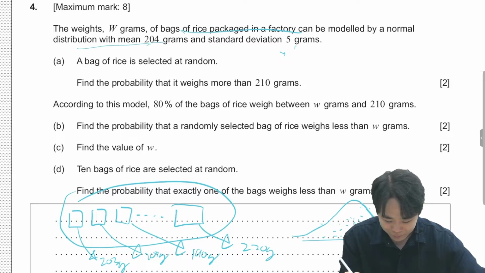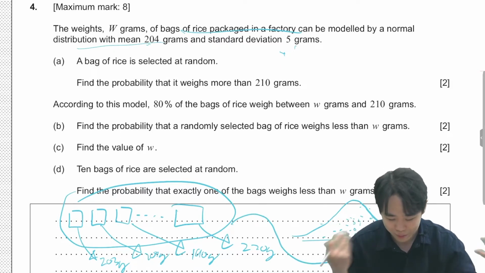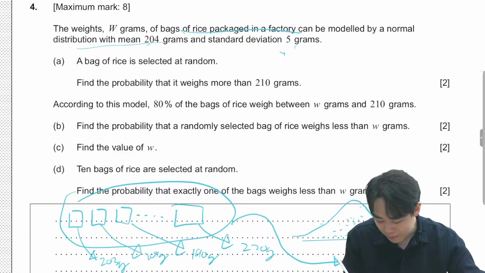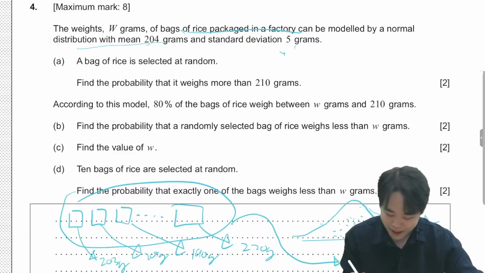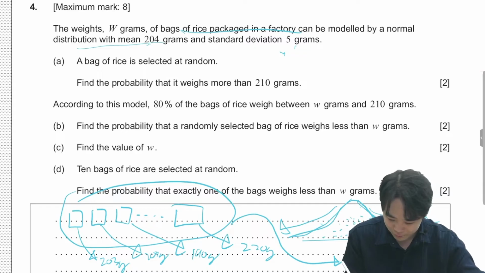Okay, so if we were to find all these bags and take the average of the entire population of rice bags, the average is going to be centered at 204. Some bags will be greater than that. Some bags will be lighter than that, but we see the diminishing frequency here, right? And we know that the sigma, standard deviation, is going to be 5 grams.